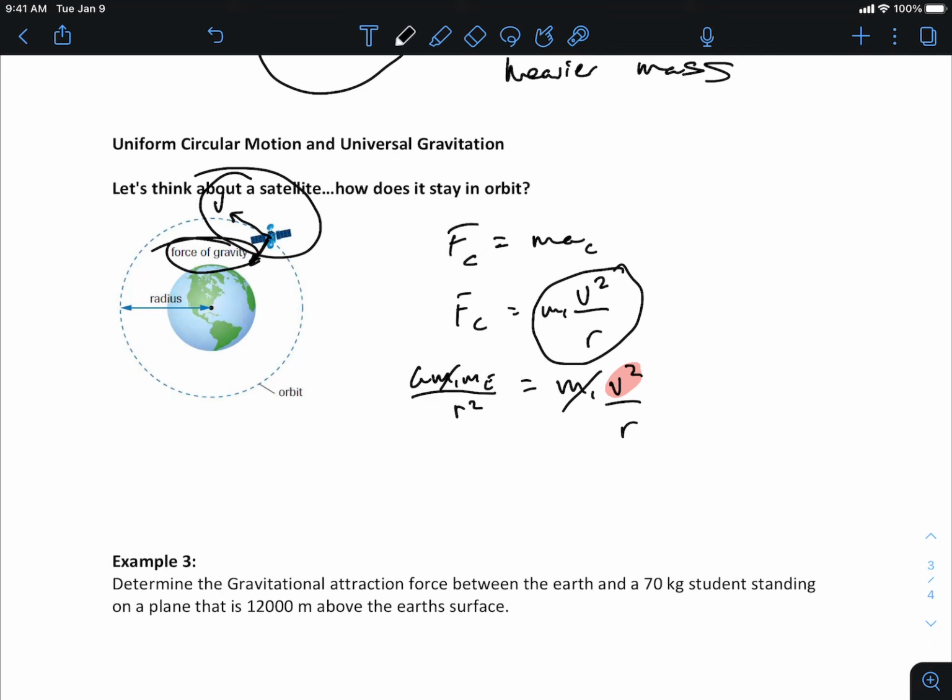Now, something else also happens if I'm isolating v. If I multiply both sides by r, I'm going to see a canceling of one of the r's in that equation. So it turns out that the velocity that the satellite is moving at is going to be equal to the square root of G multiplied by the mass of the Earth divided by the radius.